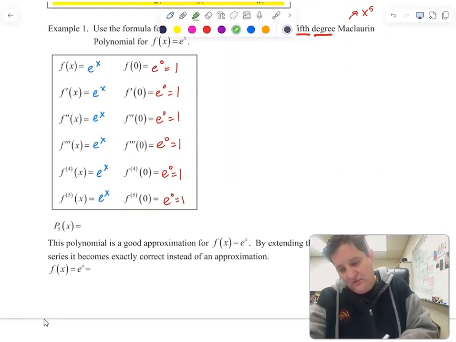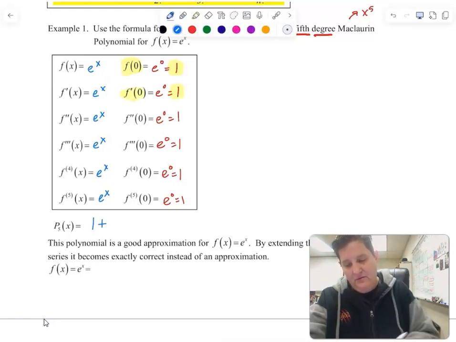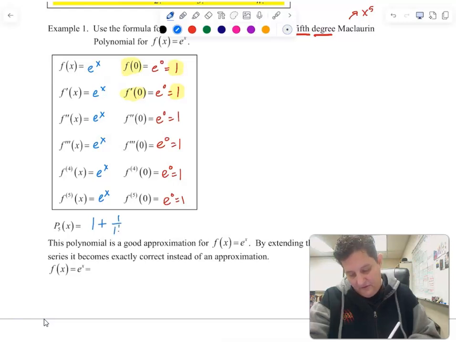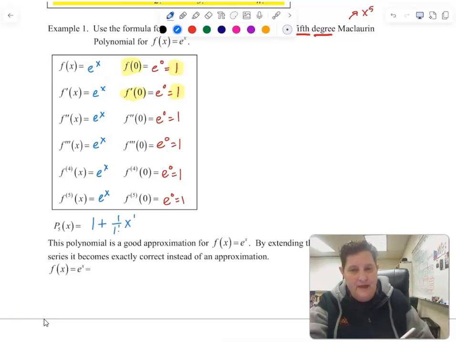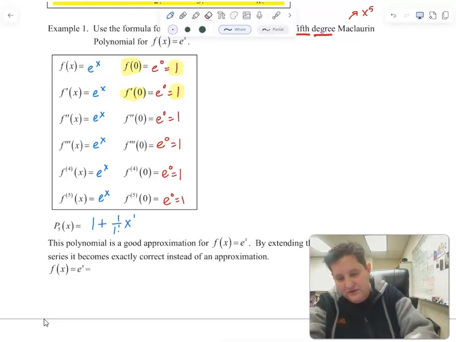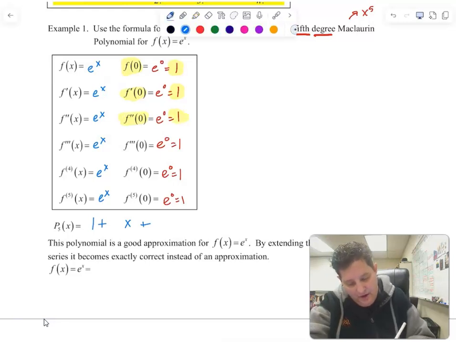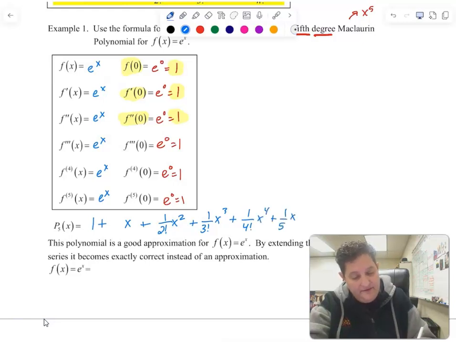Okay? So now we're going to write it out down here. Alright. So it starts with f of 0. So that's 1. And then it goes f prime of 0 over 1 factorial x to the first. Okay? Now, we don't need that 1 over 1 factorial. It just makes it look a little bit messy. So I'm going to do that. Okay? And then it's the second derivative. That's 1 over 2 factorial x squared. And then we do the third derivative over 3 factorial x to the third, the fourth derivative over 4 factorial x to the fourth, and then the fifth derivative over 5 factorial x to the fifth.